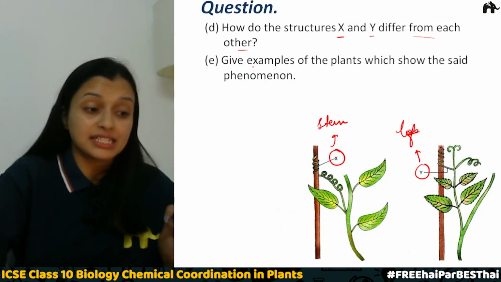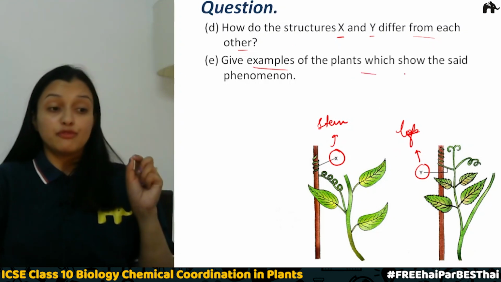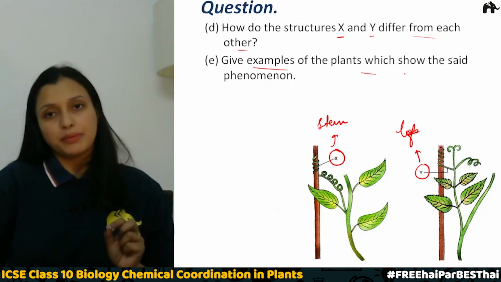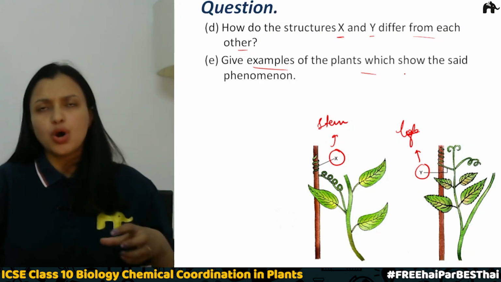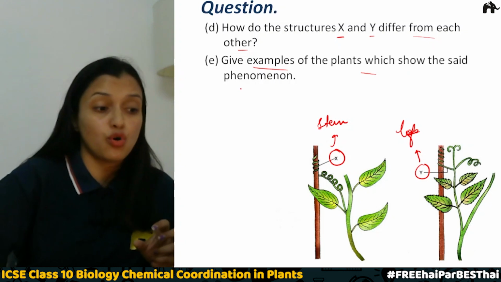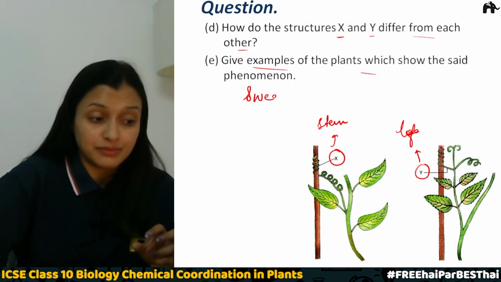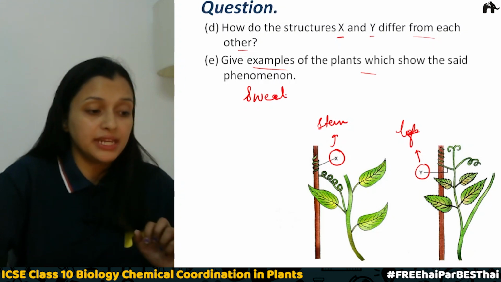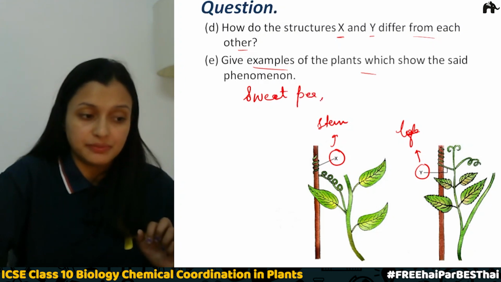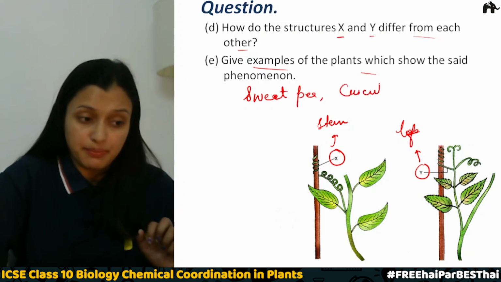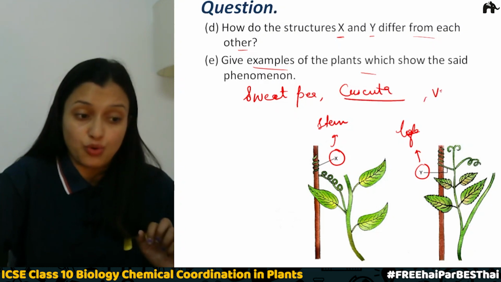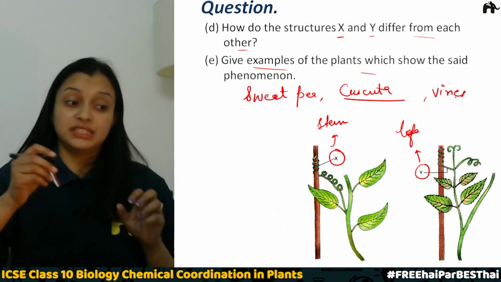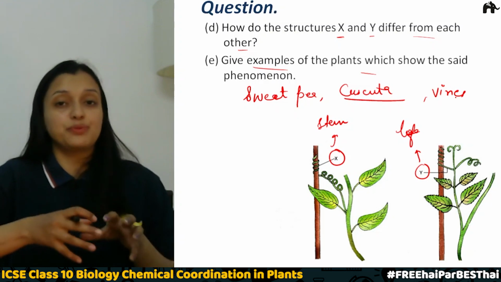Now E part says give examples of plants which show the said phenomenon. What all plants show thigmotropism? We have clearly read some examples. So sweet pea plant, then cascuta plant, and also vine. These are the 3 examples that we have studied.